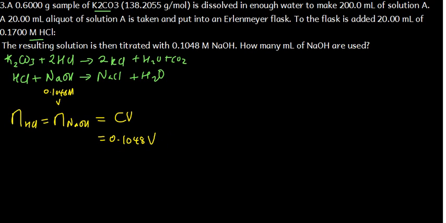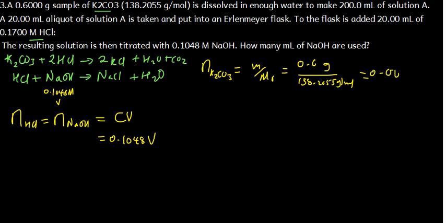Anyway, before we even do that, we are going to first go to the first reaction, because we've been given some ideas. We can first determine the number of moles of potassium carbonate. So number of moles of potassium carbonate is going to be equal to mass over molar mass. The mass is 0.6 grams. The molar mass is 138.2055 grams per mole. And this should give us 0.00434136 moles of potassium carbonate.